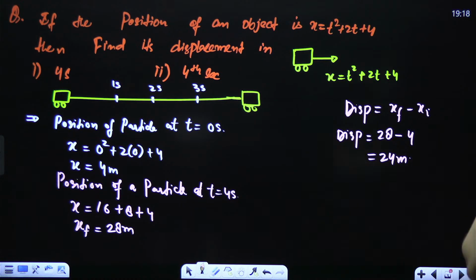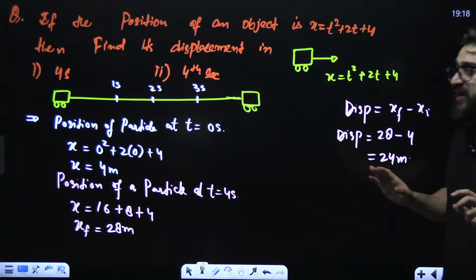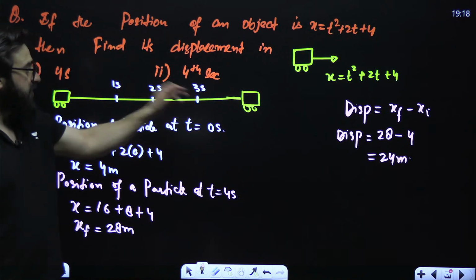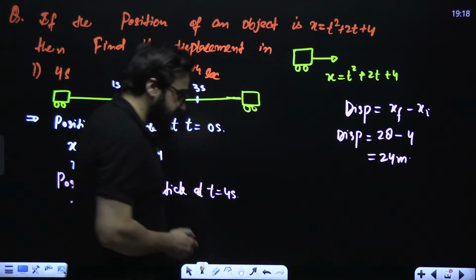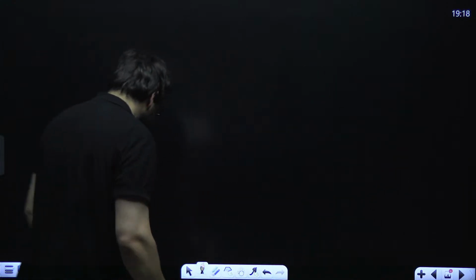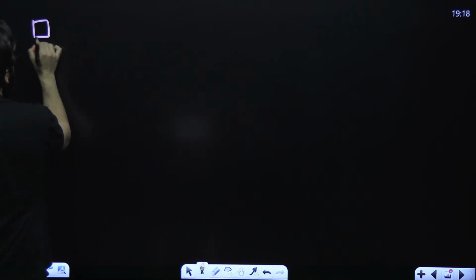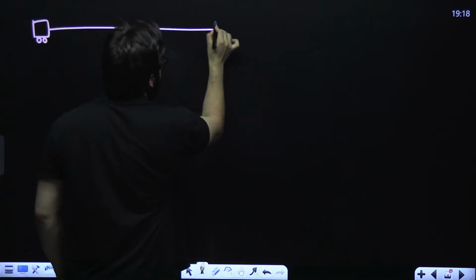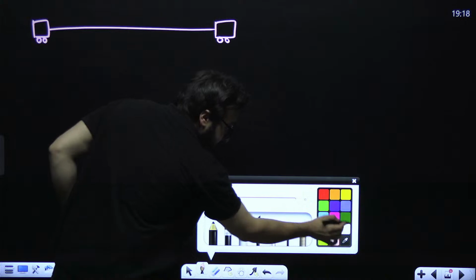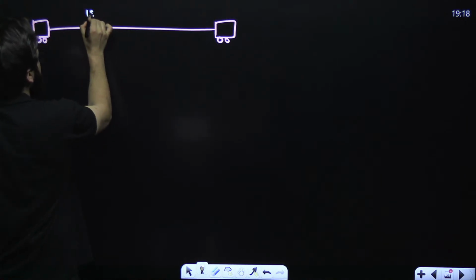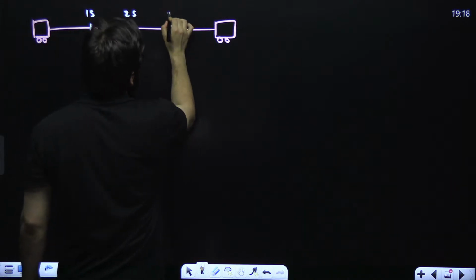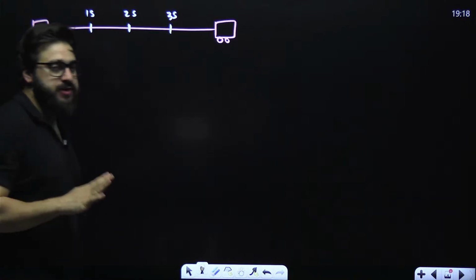Okay, great. Now, what we are supposed to do is find the displacement in the 4th second. Let me make you understand over here. Let's suppose the car started from this point and reached this point. I say at t equals 1 second, the car was here. At t equals 2 seconds, the car was here. At t equals 3 seconds, the car was here. At t equals 4 seconds, the car is here.